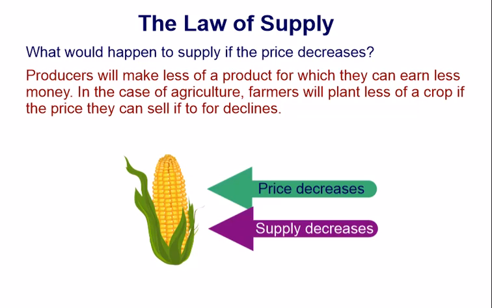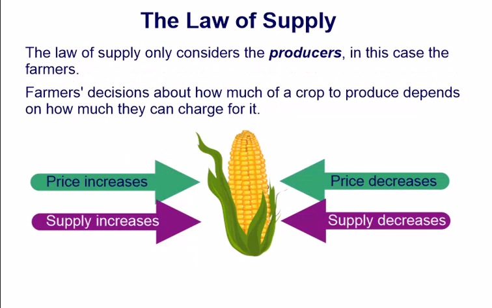Producers will make less of a product for which they can earn less money. In the case of agriculture, farmers will plant less of a crop if the price they can sell it for declines. The law of supply only considers the producers, in this case the farmers.